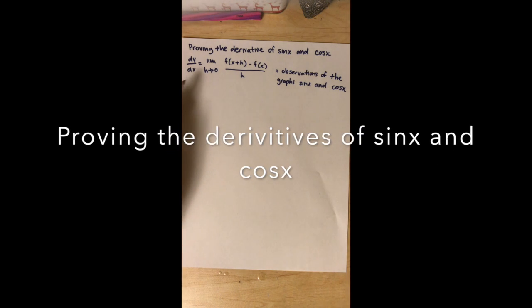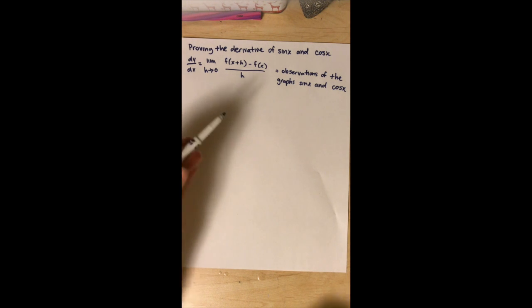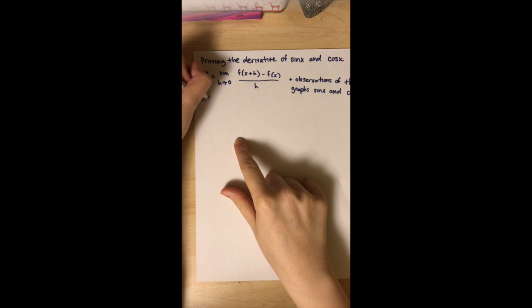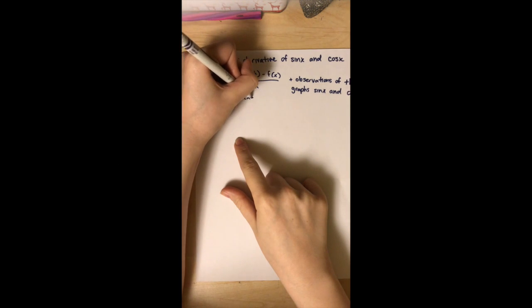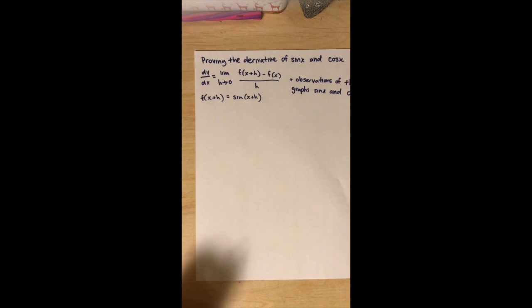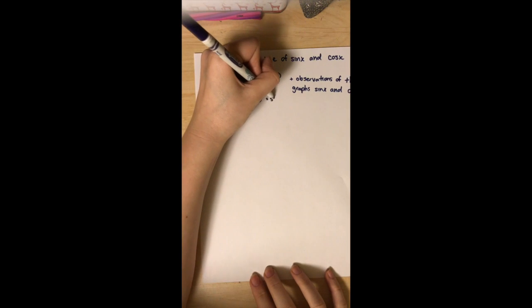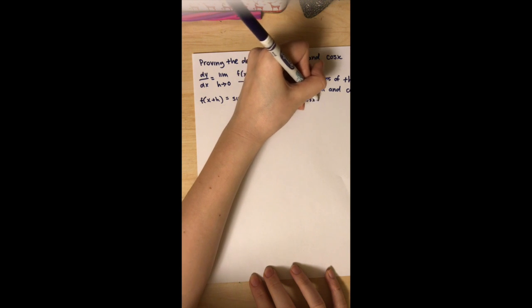So today we're going to be proving the derivatives of sine x and cos x using the Newton quotient and observations of the graph of sine x and cos x. So first off, we're going to be putting in f of x plus h for sine x, which is just sine of x plus h. Now, looking at our trig identities, specifically the compound angle identities, sine of x plus h is equal to sine x cos h plus cos x sine h.